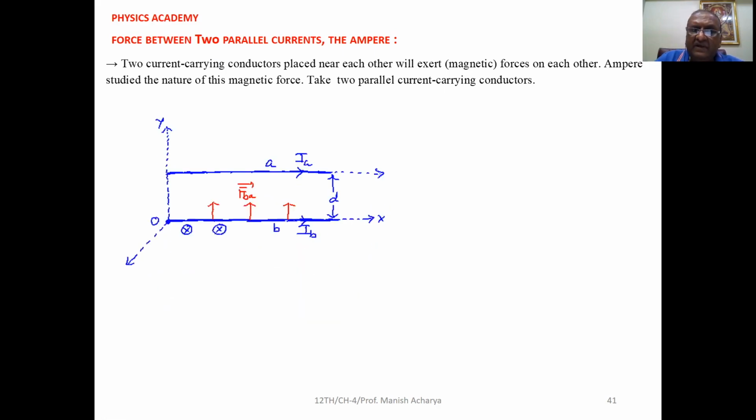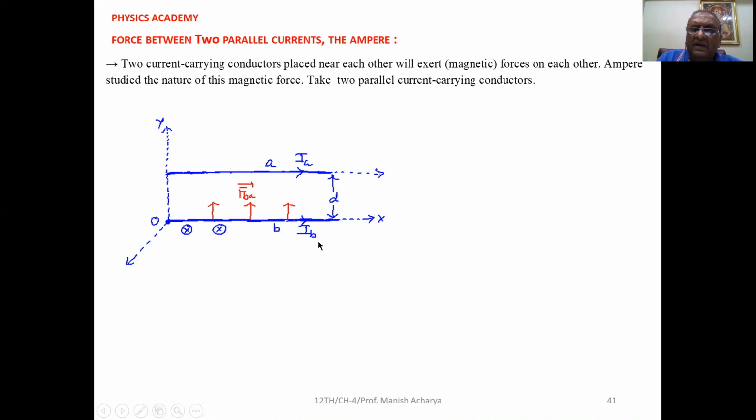Now see, suppose as shown in the figure, we have two conducting wires A and B, which are parallel to each other and separated by distance D, and both are along the x-axis. Now, the wire A is carrying current IA and wire B is carrying current IB.